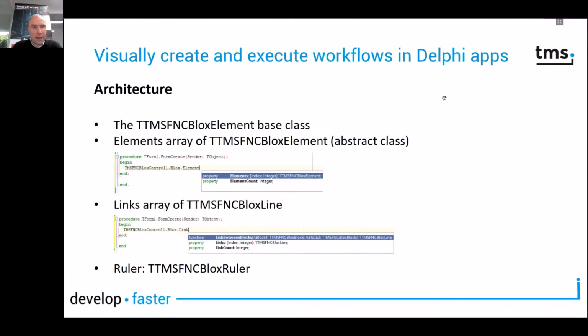So you can see here that this is all programmatically accessible via FNC blocks control.blocks.elements or FNC blocks control.blocks.links. You have also noticed that the blocks control has rulers, a vertical and a horizontal ruler. These are visible by default. They have some default settings on the divisors within this ruler, but you can also turn this off, or you can change the divisions on these rulers.